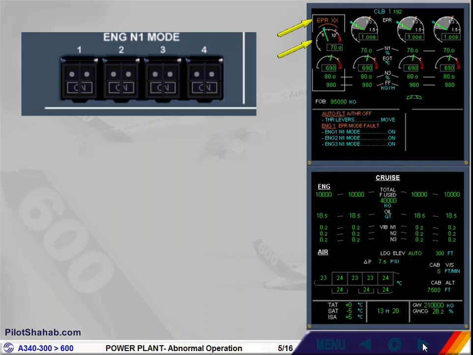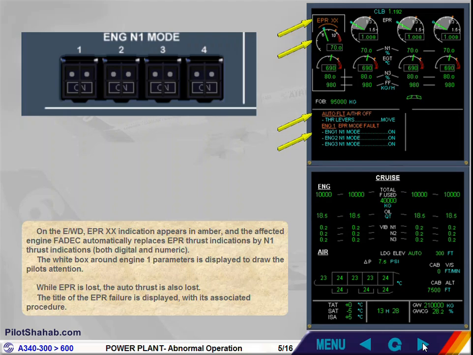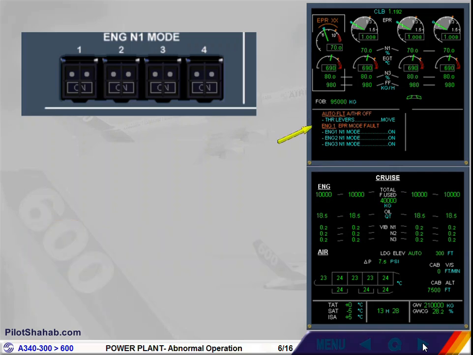While EPR is lost, the autothrust is also lost. The title of the EPR failure is displayed with its associated procedure. Between these two amber messages, engine thrust locked flashes to indicate that the pilot must move the thrust levers to allow the thrust to be manually controlled. On the left column of the FMA, thrust lock also flashes amber.